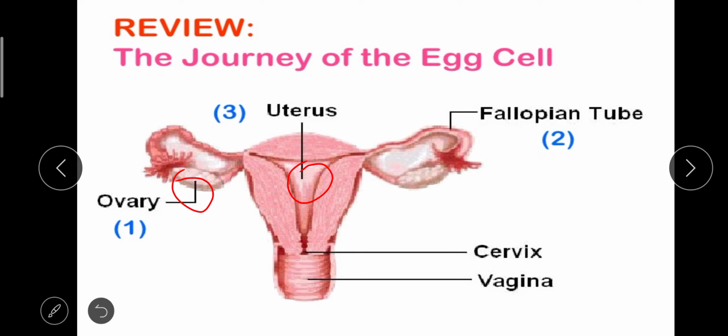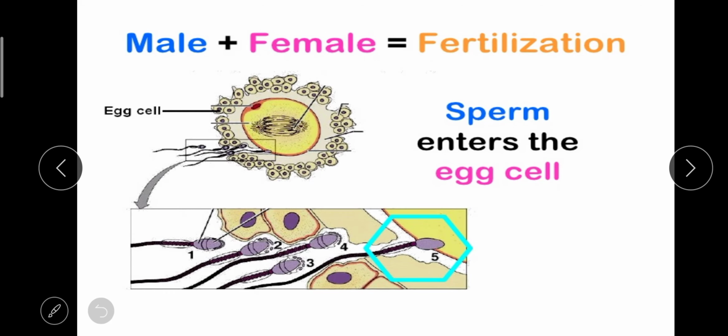Then there is a slow development of the fetus until 9 months, or 37 weeks of gestation, are completed. Then the baby will be delivered through the cervix and the vagina to the outer world. So this is the journey of the egg cell with the help of the female reproductive parts.